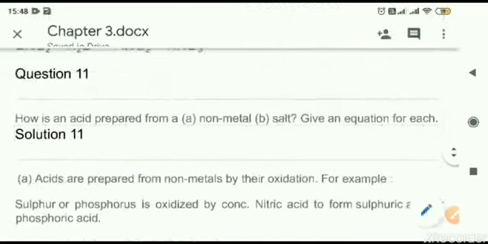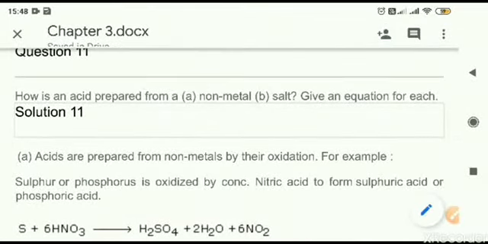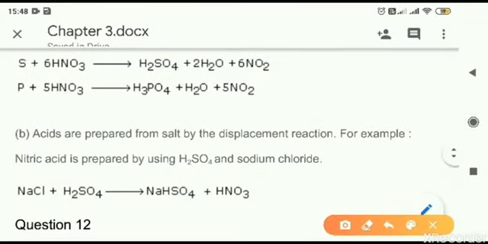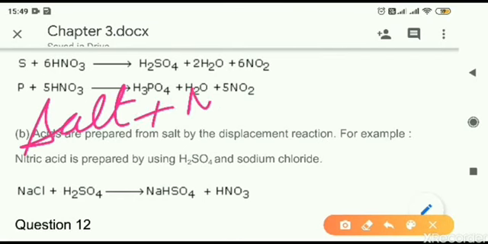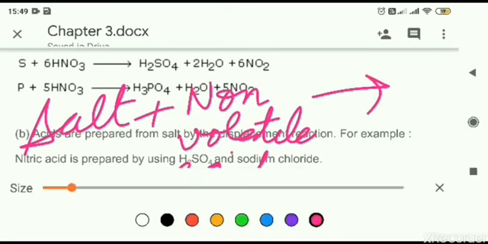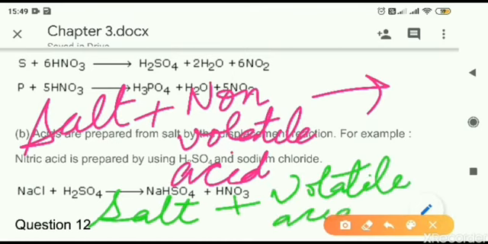Next, now the B part question, we will see what it was. Preparation of acid by using a salt. Now we have to prepare an acid using a salt, and we also have to give the equation. What is the general equation in the case of a salt? Any salt we can take plus a non-volatile acid, or also we can take a less volatile acid. The product will be another salt, a new salt, and we will get a volatile acid. The general equations you have to learn.